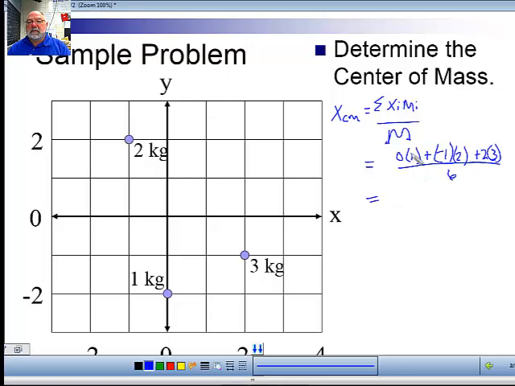So let's go ahead and tally this up. 0 minus 2 plus 6, so that's 4 over 6, or 2/3. So right here, that's where the x component of the center of mass is. That means the balance point is going to lie somewhere on this dotted line. Now let's do a similar thing for our y component of the center of mass.